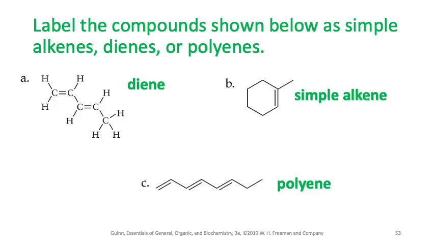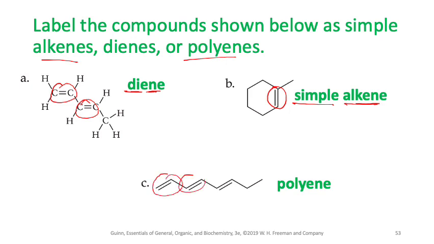So let's take an example and figure out whether the compound that is given over there is a diene, simple alkene, or polyene. Let me see how many double bonds you have in there. 2 double bonds. So diene. If you have just one, it is a simple alkene, and if you have more than 2, polyene. So this is how you can figure out which kind of alkene that one is.